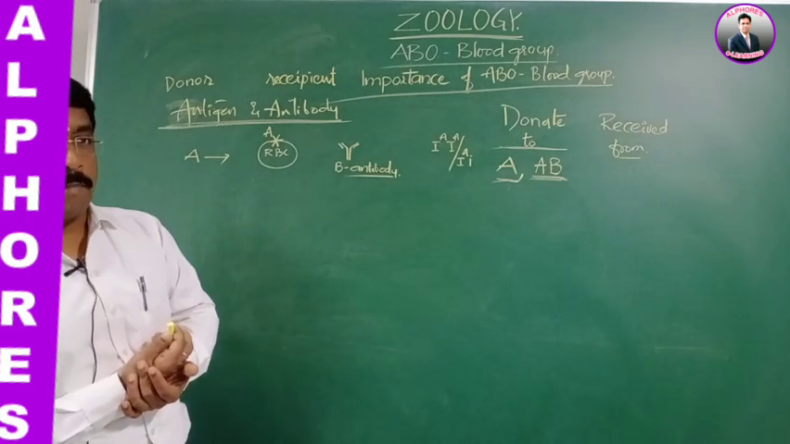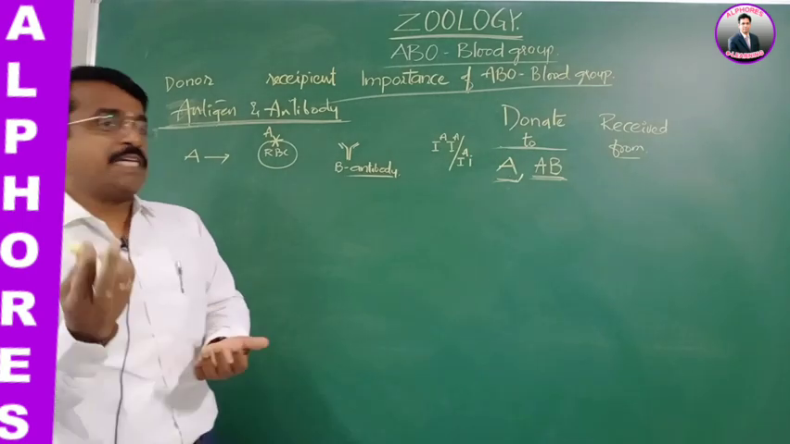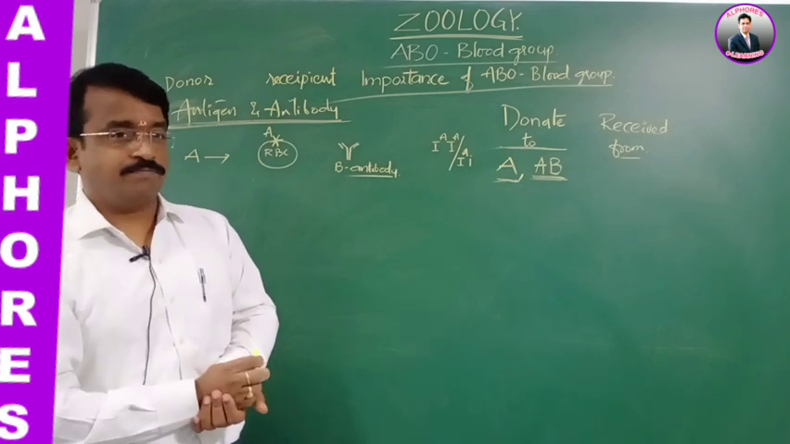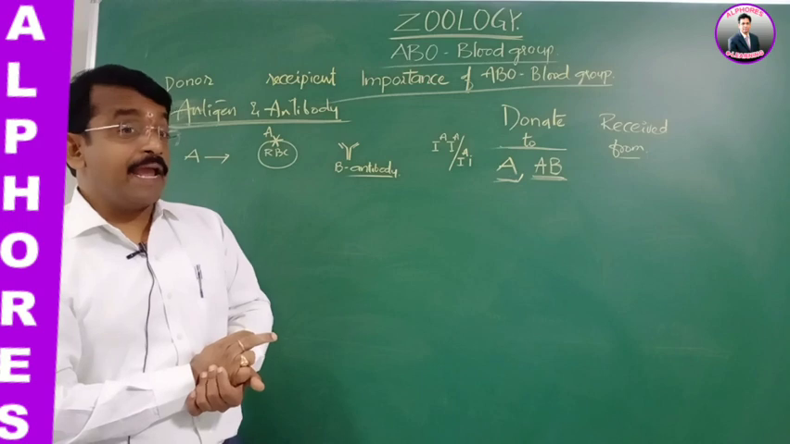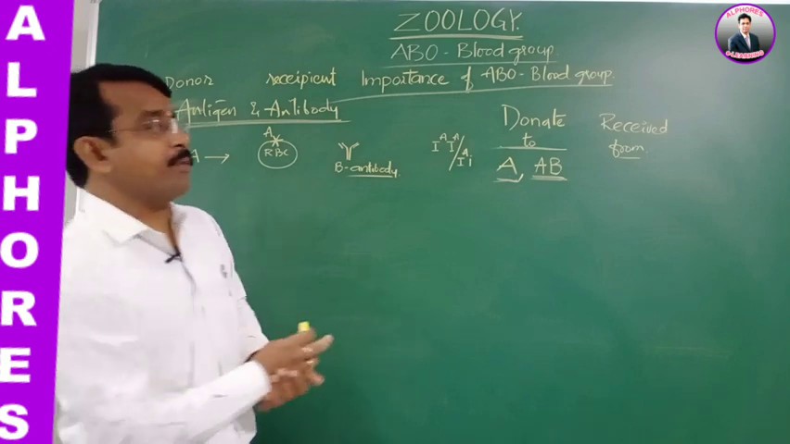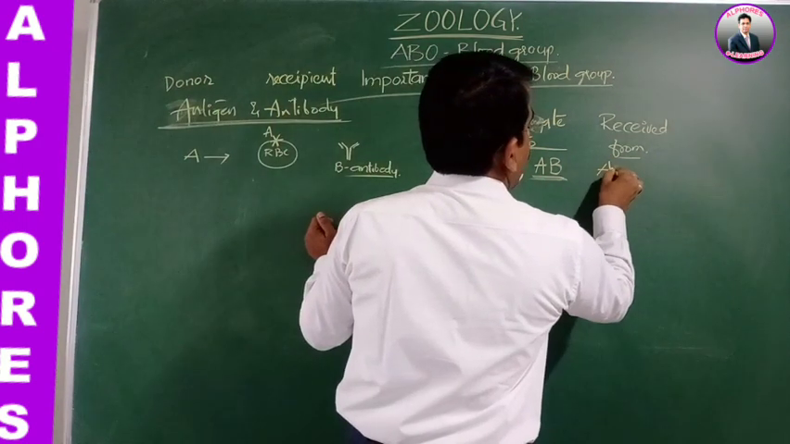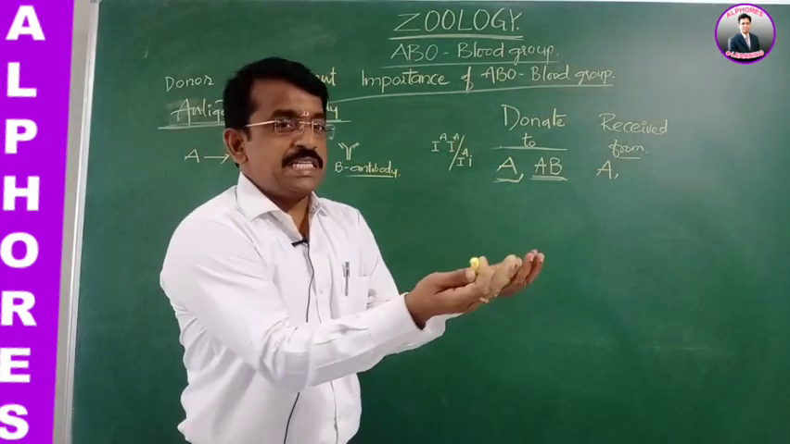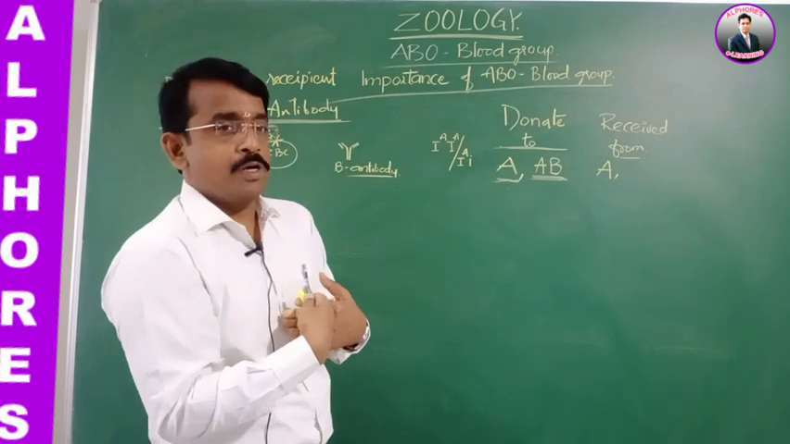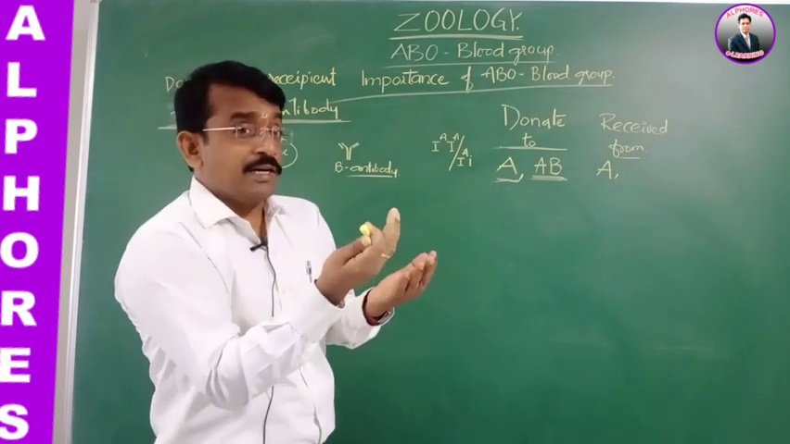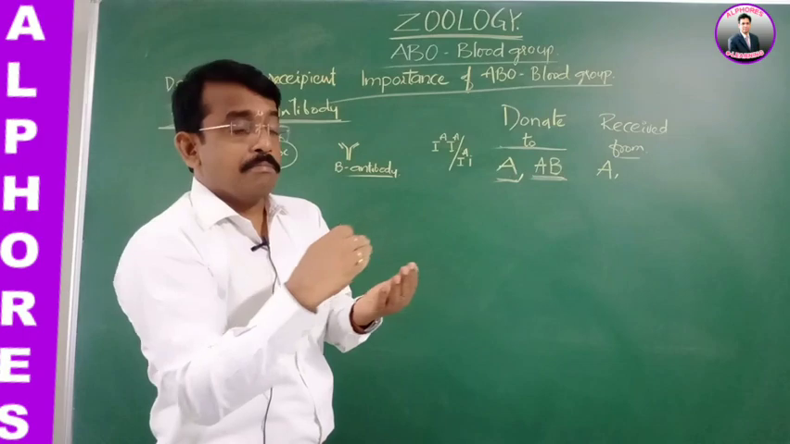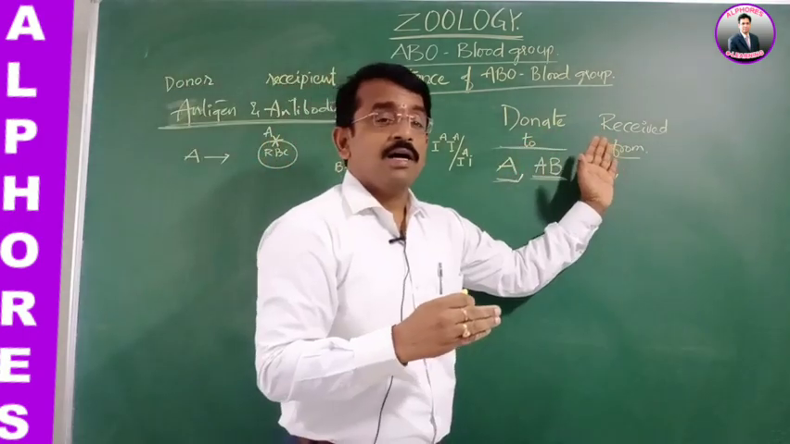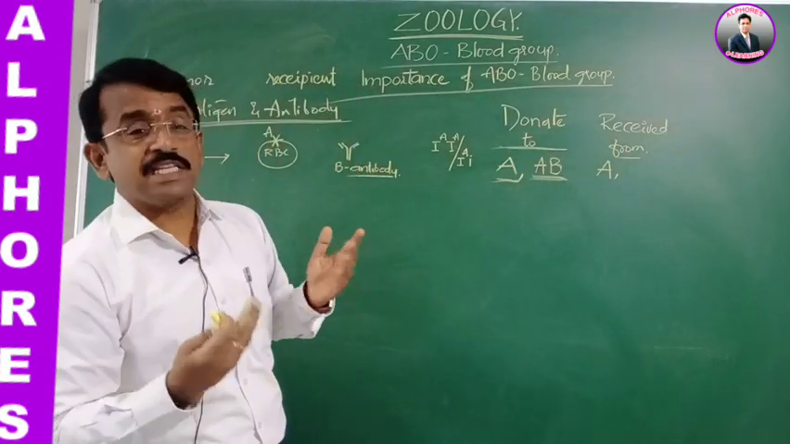Received from. Suppose it is received from A. A is with A antigen, and the recipient produces B antibody, so it can receive from A. Are you clear with what I am saying? If it is received from A, it is receiving A antigen, but what does it produce? B antibody, so nothing to worry about, it can receive from A.